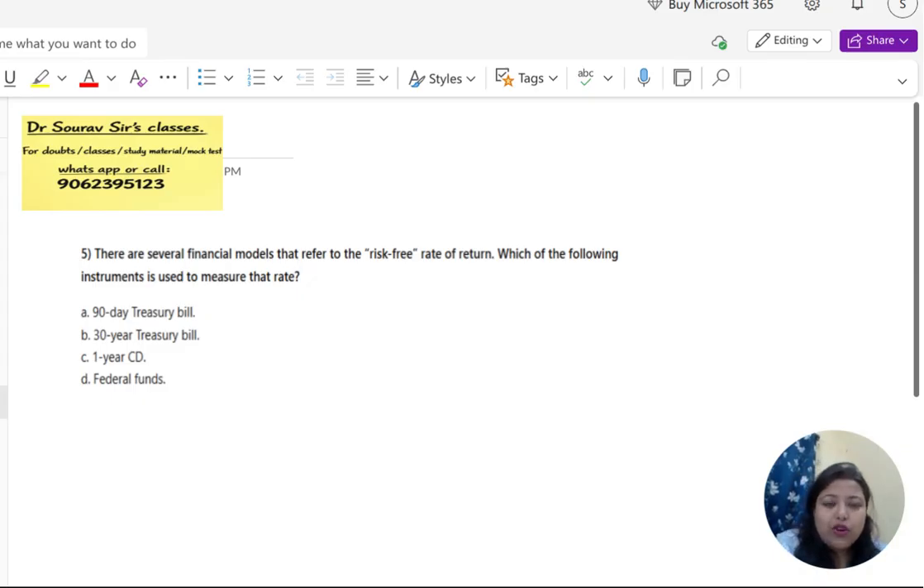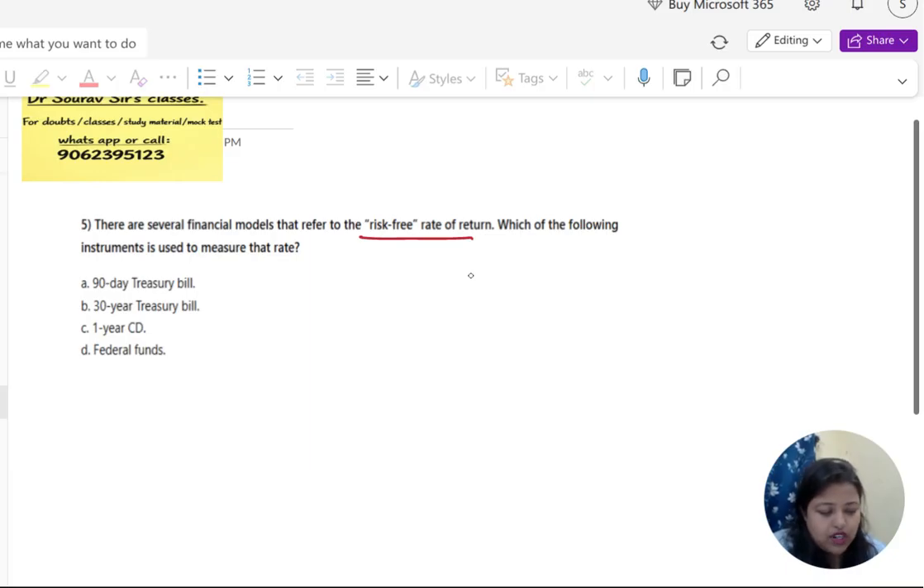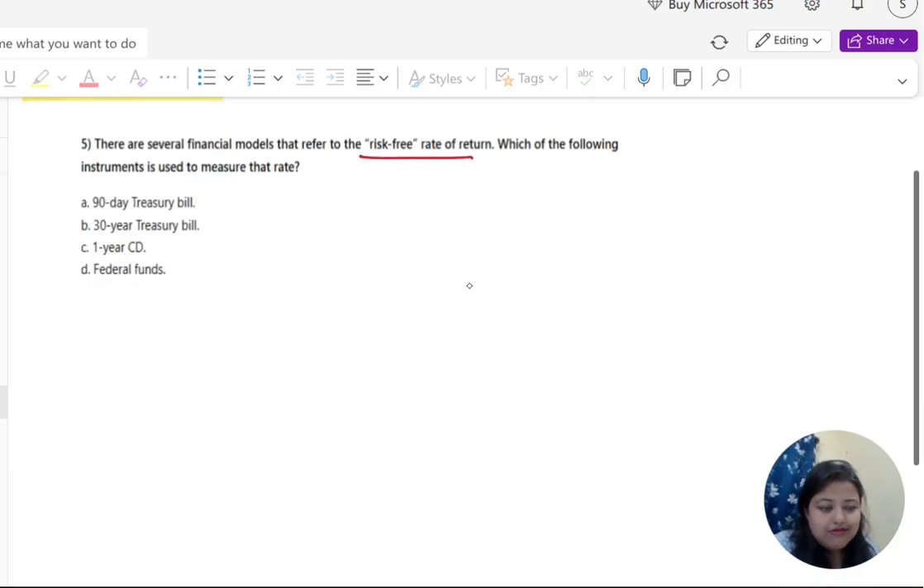There are several financial models that refer to the risk-free rate of return. Which of the following instruments is used to measure that rate? 90-day treasury bill, 30-year treasury bill, 1-year CD, federal funds. Talking about this risk-free rate, you have to know this, basically. What is the risk-free rate?